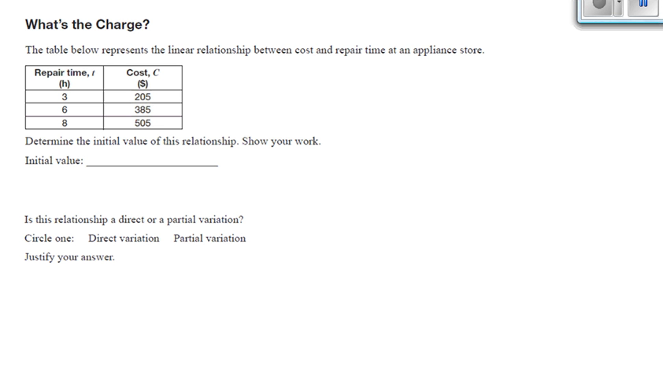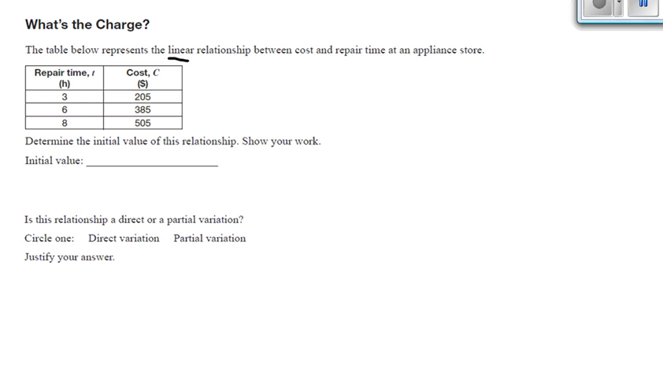It says, what's the charge? The table below represents the linear relationship between cost and repair time at an appliance store. Determine the initial value of this relationship. Show your work. Is this relationship direct or partial variation? Justify your answer. Okay, so we know that we have a linear relationship.